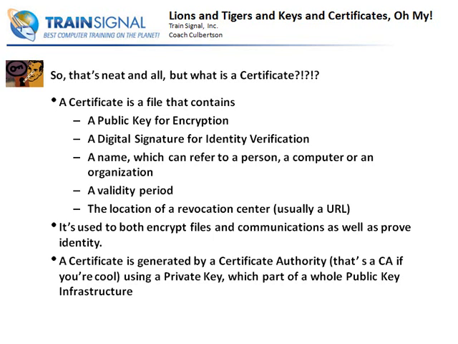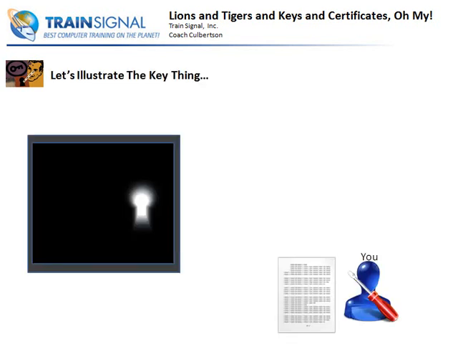Now, a certificate is generated by a certificate authority server. If you're cool, you call it a CA. It's generated by using a private key, which is part of this whole public key infrastructure thing, which I'm going to dip into just a little bit, but not very much, because again, this is a huge topic. But I want to give you a brief idea of what a public and private key is at the very least. So let me go ahead and illustrate this whole key thing real quick.